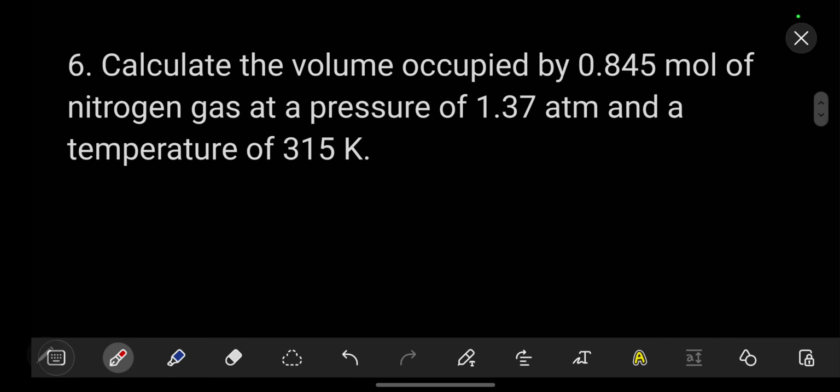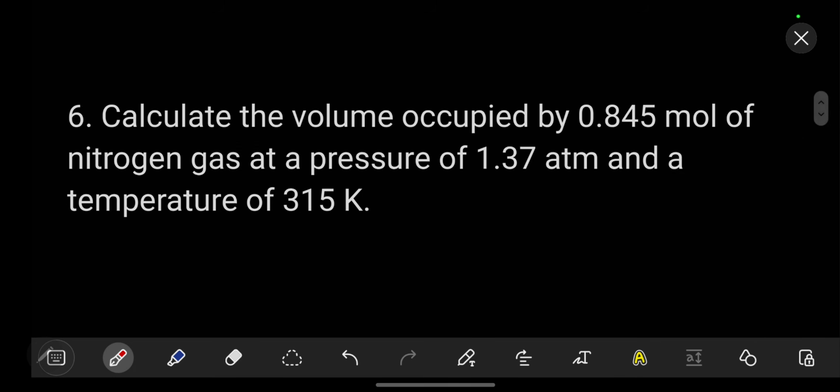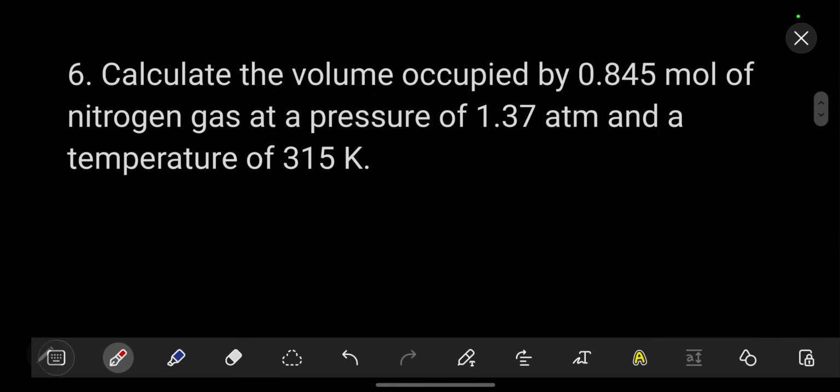So let's look at question 6. It says, calculate the volume occupied by 0.845 moles of nitrogen gas at a pressure of 1.37 atmospheres and a temperature of 315 kelvins.